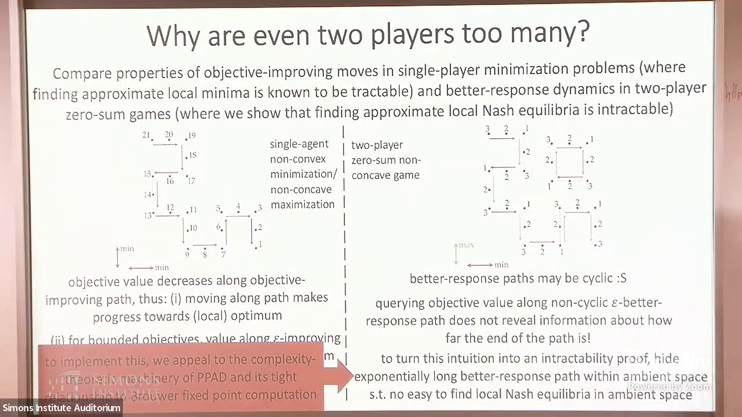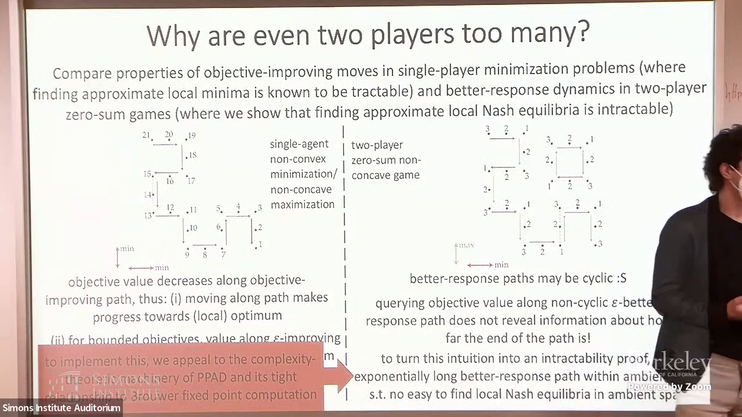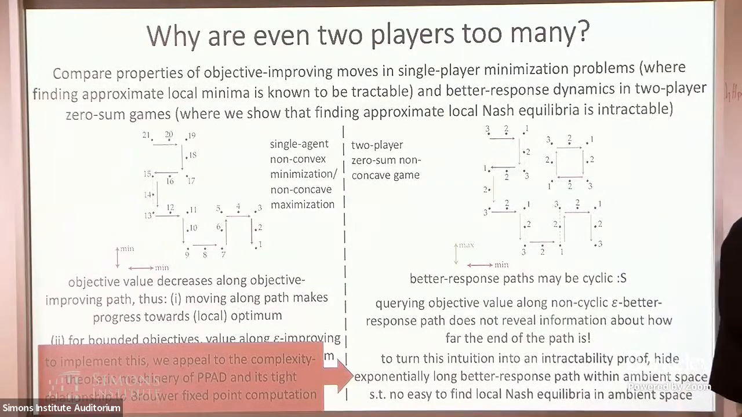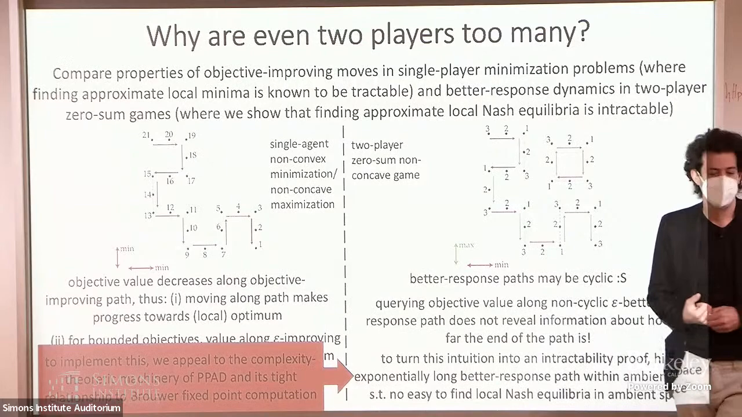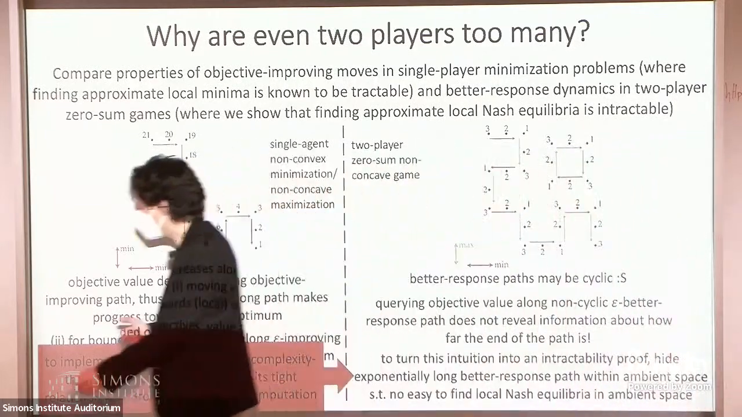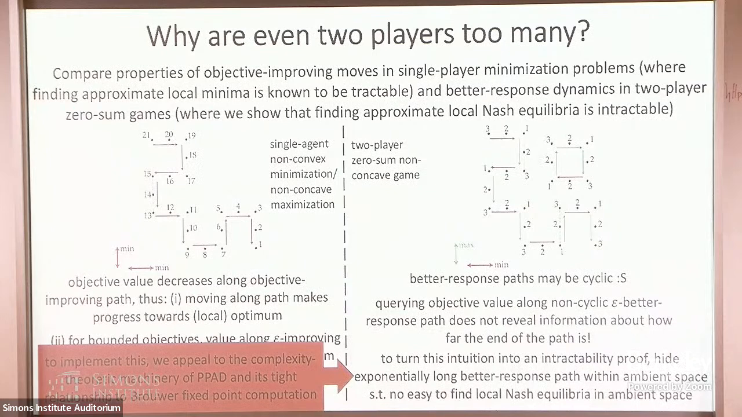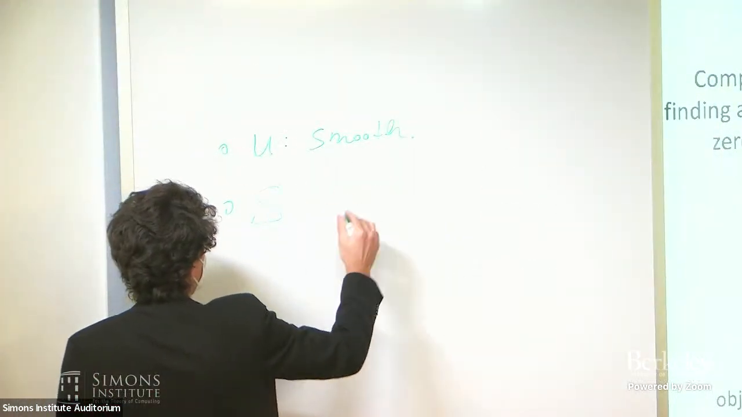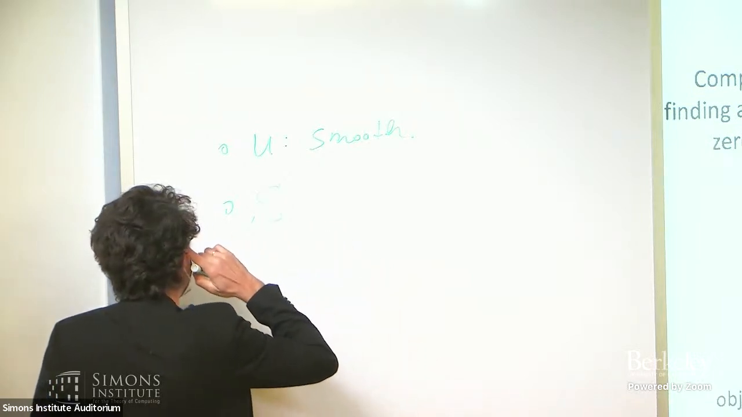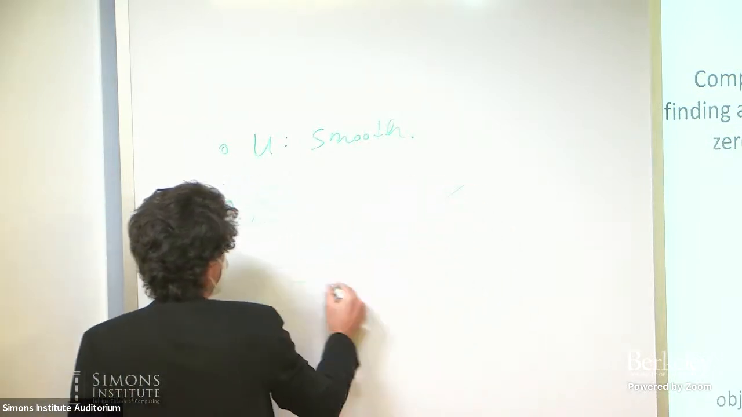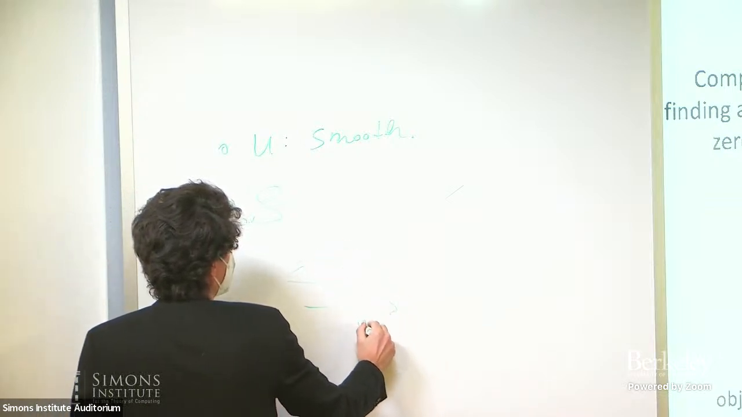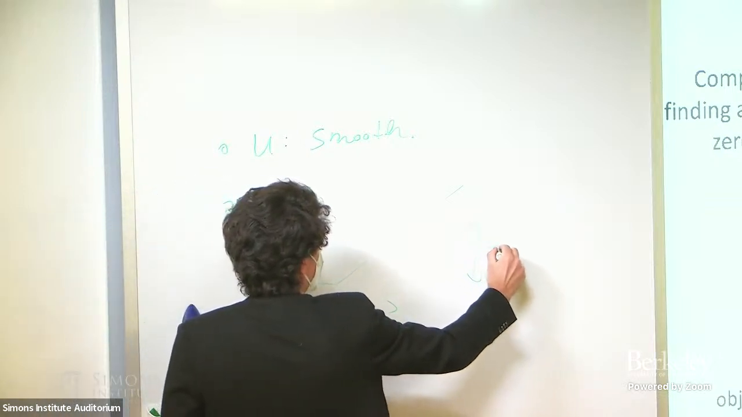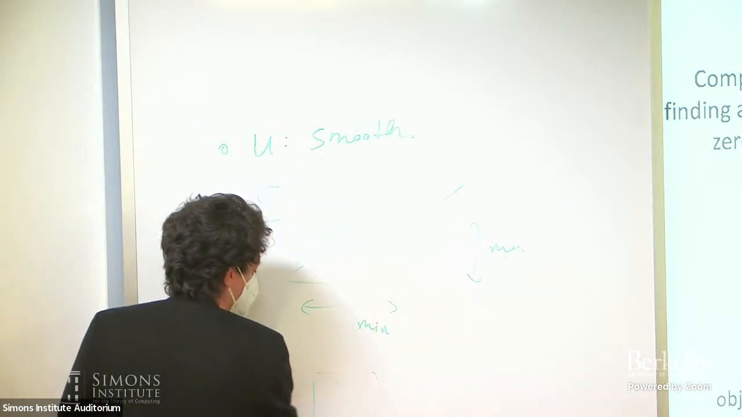One other question for the PPAD: is it for the constrained case? It is for the constrained case. So we don't know how to prove it for the product constraint case. For the hardness result, the utilities are going to be smooth. The domain S is going to have some entanglement between the two players, the minimizer and the maximizer. It's not going to be a product constraint set.